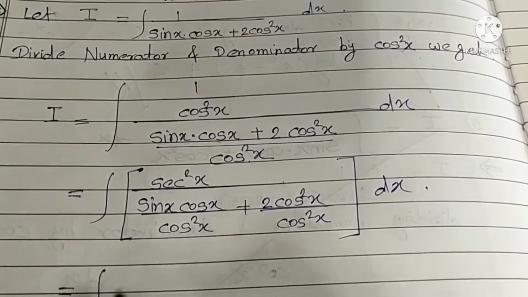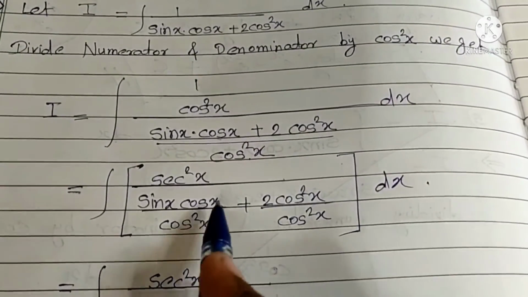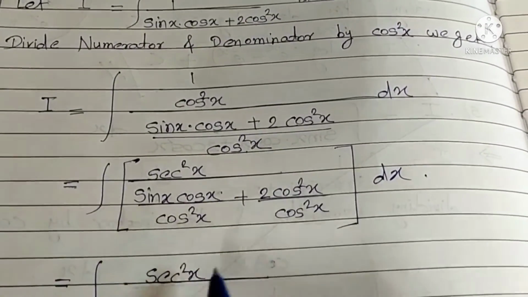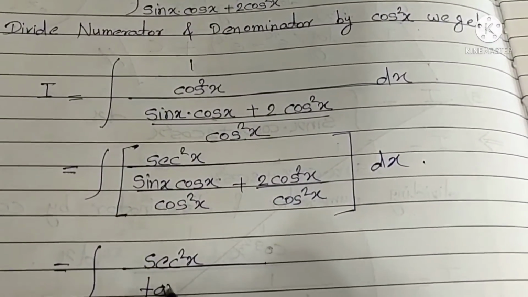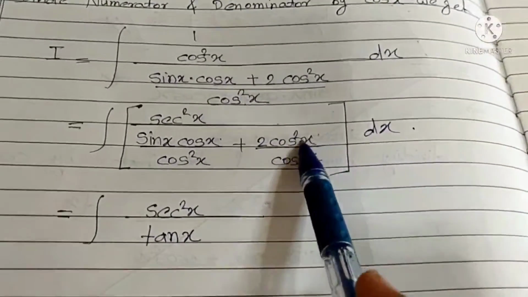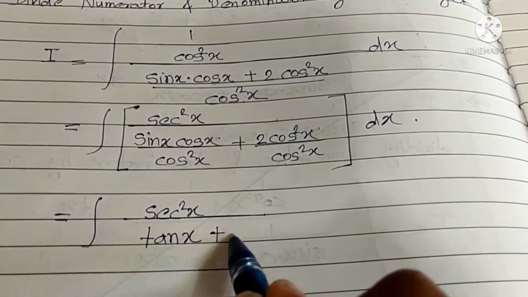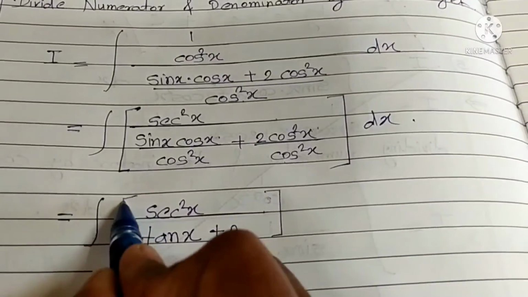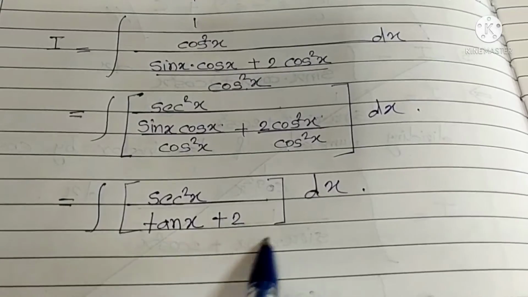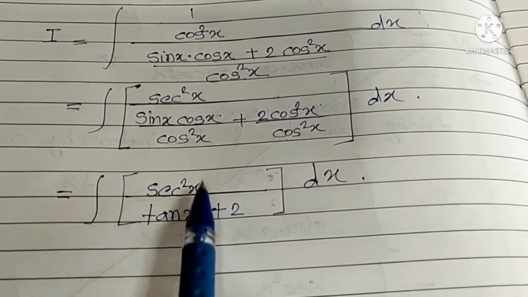Now this sin x cos x upon cos square x, one cos x gets cancelled and the remaining sin x upon cos x is tan x. So it is tan x. Now this cos square x and this cos square x cancel, so remaining only plus 2. So write here plus 2 dx. Now you can observe that this is f of x and this is the derivative of f of x.